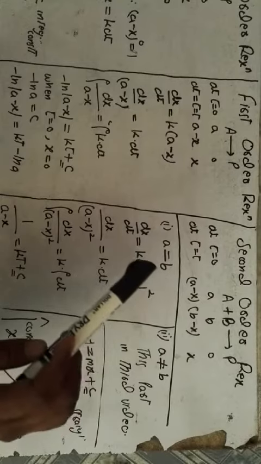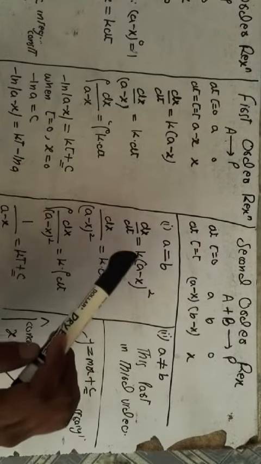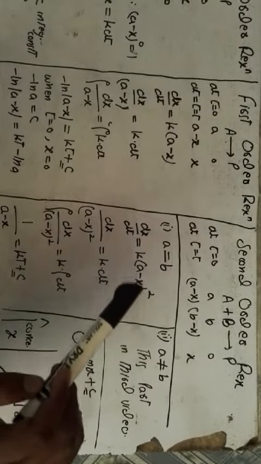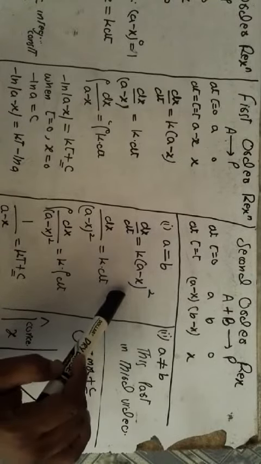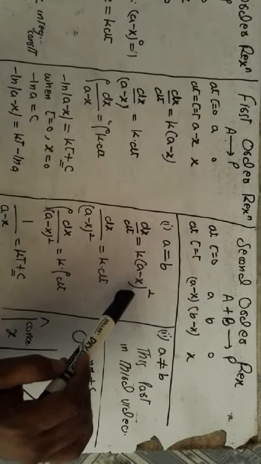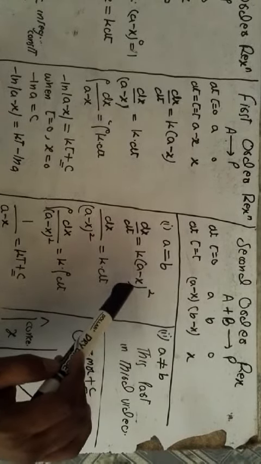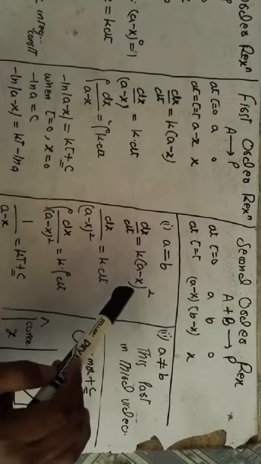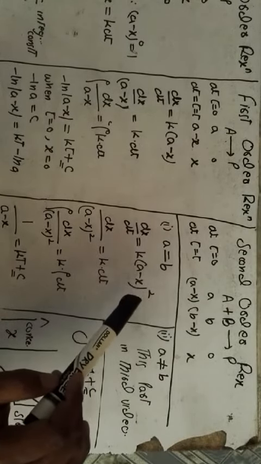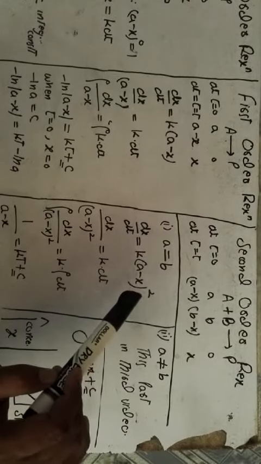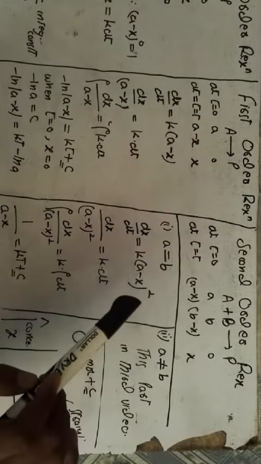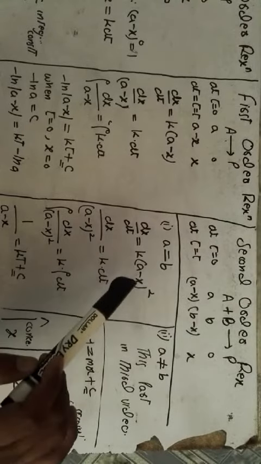A is equal to B, then the rate of the reaction dx over dt is equal to k into (A minus x) raised to power 2. Where (A minus x) raised to power 2 means that (A minus x) is multiplied with (A minus x), then the exponent powers are added, and the overall equation becomes (A minus x) raised to power 2. So we separate the variables.